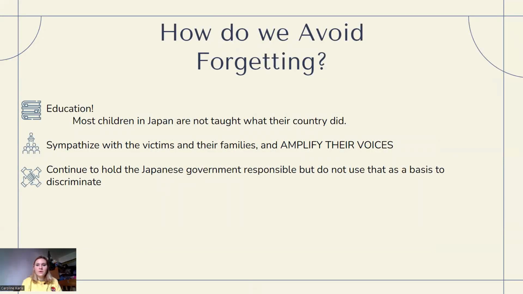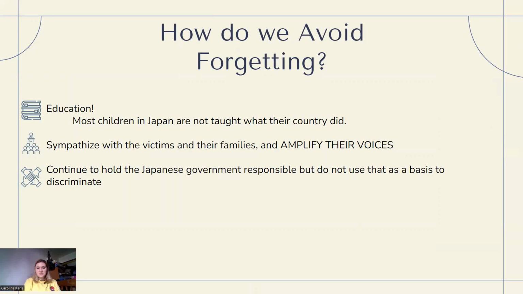But how do we avoid forgetting Japan's war crimes? Education. Many children in Japan are not actually taught what their country did. So they'll meet people from outside of Japan who complain about what Japan did during World War II, and they think they're just being whiny, but in reality, it's a very real grievance. So we need to continue to educate ourselves and also future generations to make sure we do not forget.